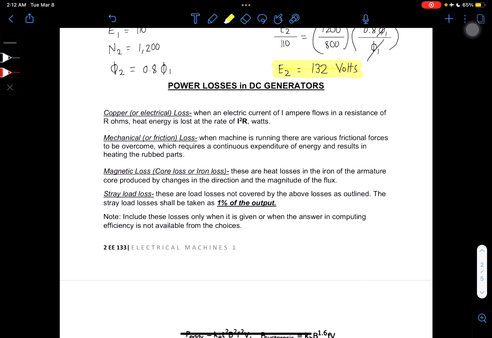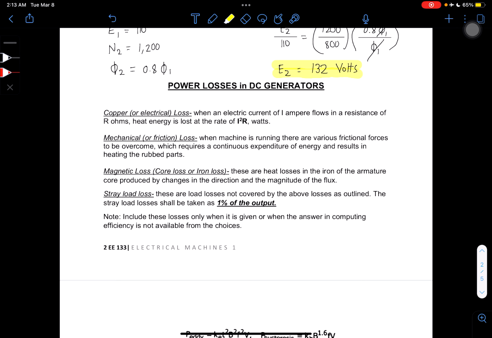Second, we have mechanical or friction loss. When a machine is running, there are various frictional forces to be overcome, which requires a continuous expenditure of energy and results in heating the rubbing parts. And number 3, we have magnetic loss or core loss or iron loss. These are heat losses in the iron of the armature core produced by changes in the direction and the magnitude of the flux. So this core loss mostly makita nato siya sa armature core.